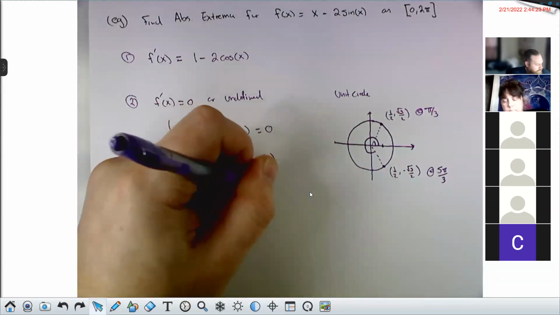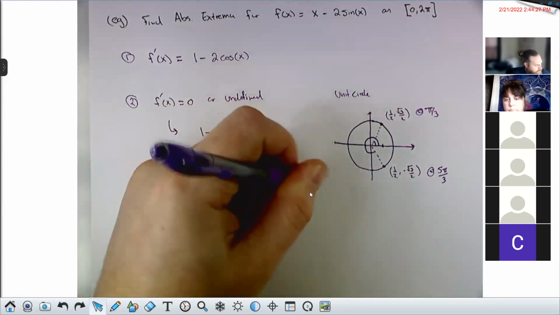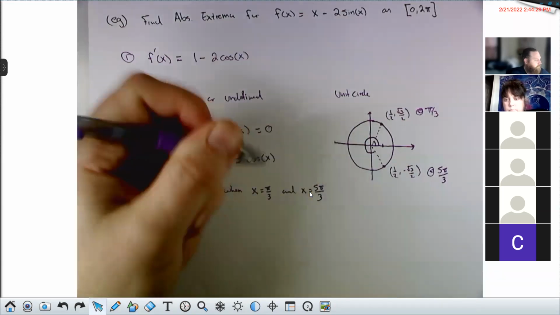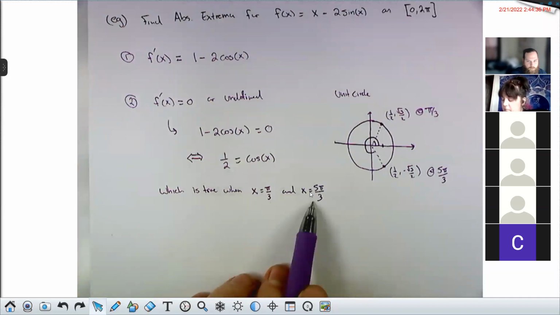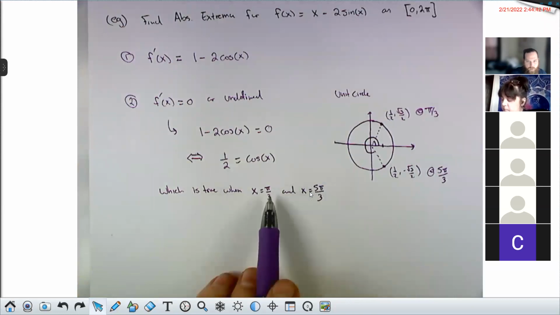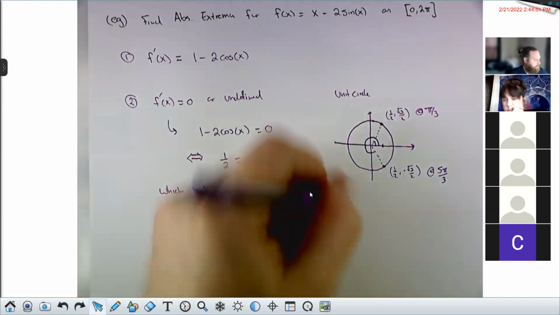This is pi/3, and this is 5 pi/3. Now there's infinitely many solutions to this equation. I want to be clear about that, right? If you add 2 pi to either of these, you'll get another solution. If you add 4 pi to either of these, you'll get another solution. If you subtract or add any even multiple of pi, you'll get more solutions. But these are the only solutions on the interval 0 to 2 pi.